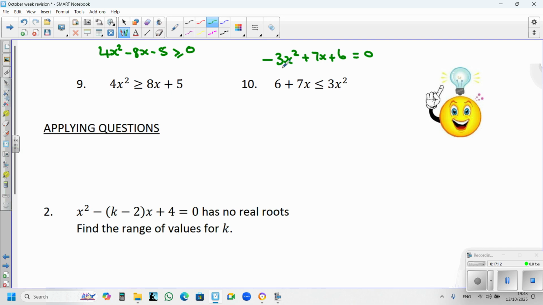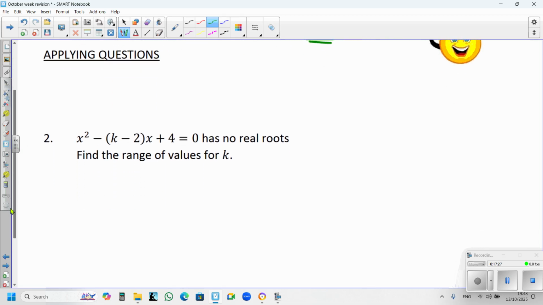Now change that to a positive by bringing them all over the other side. So you could have then 3x squared minus 7x minus 6 equals 0, and it's easier to factorise the positive one. Right, done the same as the ones that I've done just in the last part of the video.